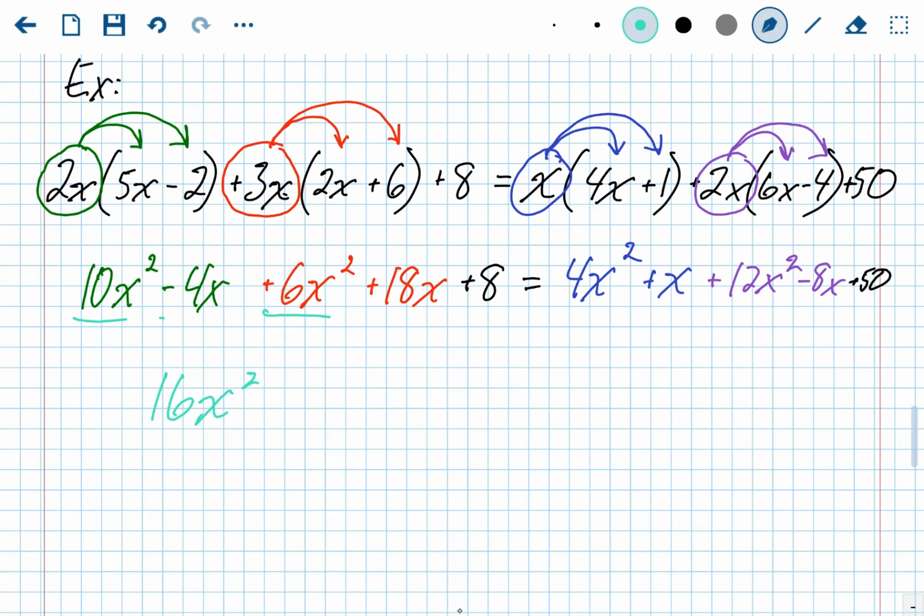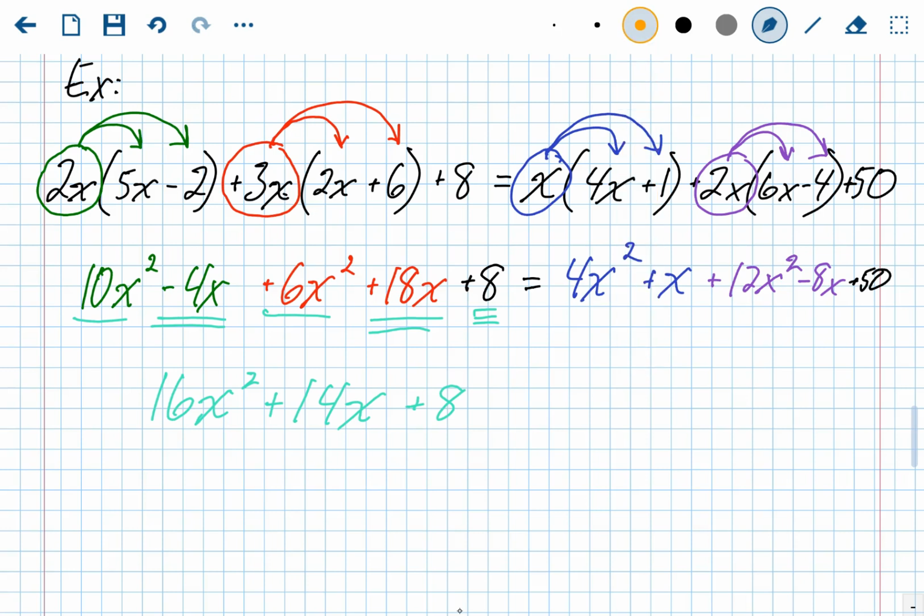And move on to your x's. I have a negative 4x here and a plus 18x here. They're on the same side, so you're just doing negative 4 plus 18, which is 14x. And then you still have that plus 8, the constant. There are no other constants on the left side, so it's just plus 8.